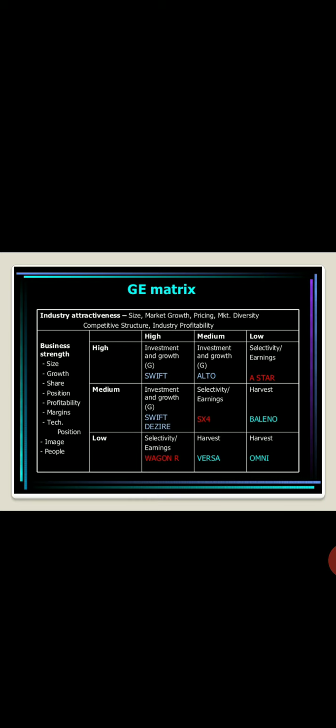If we talk about Versa, industry attractiveness is medium, while the business unit strength is low. Hence, the performance of the car is very low. And the last one is Omni. So here, industry attractiveness as well as business unit strength for the Omni car is low. Hence, it's time for Baleno, Versa and Omni to be eliminated from the market. And we also call it the harvesting stage.